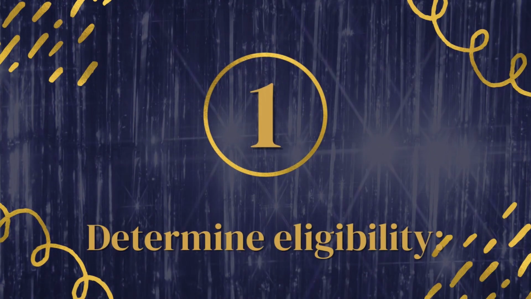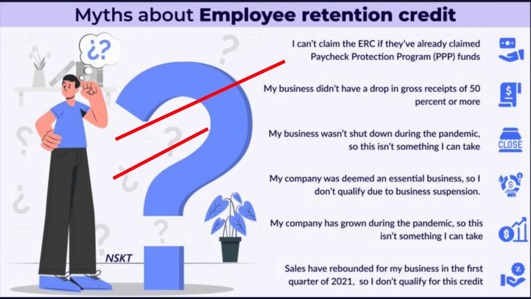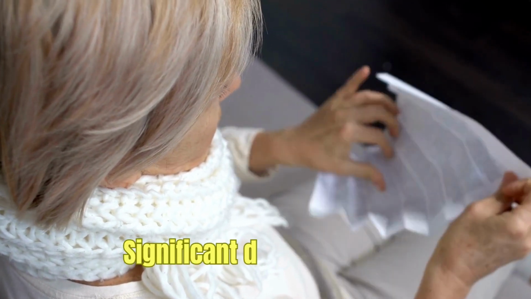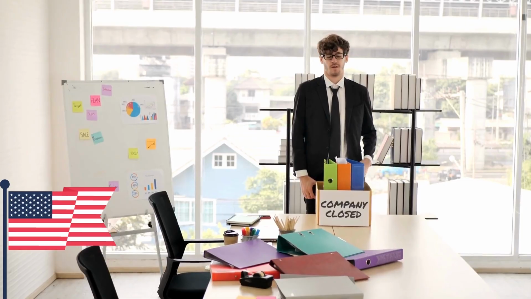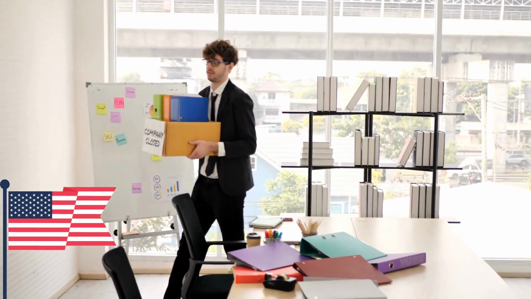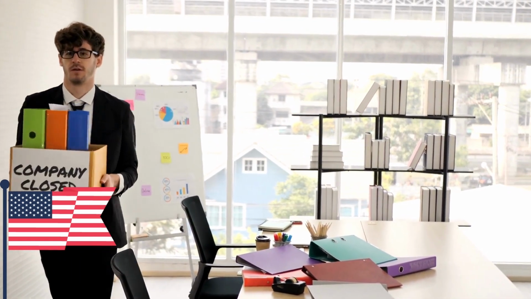Number 1. Determine eligibility. To be eligible for the Employee Retention Tax Credit, a business must meet certain criteria. This includes experiencing a significant decline in gross receipts or being subject to a full or partial suspension of operations due to a government order related to COVID-19.